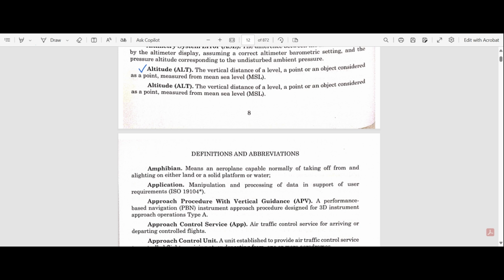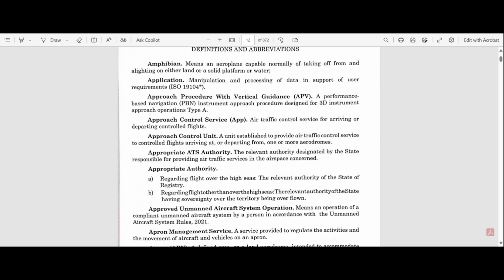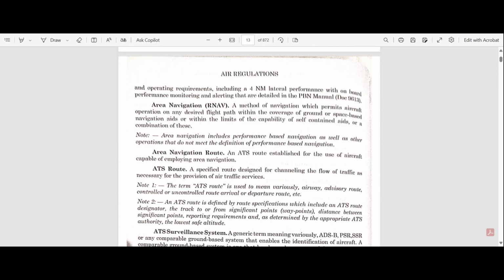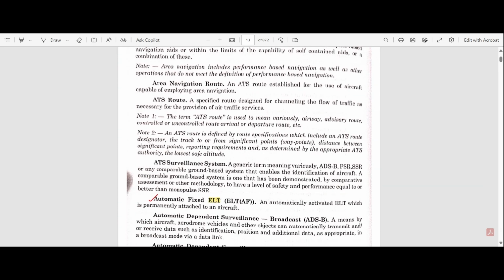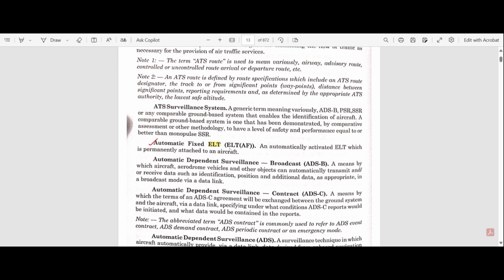The next we need to do is automatic fixed emergency locator transmitter. So every aircraft has automatically activated ELTs which are permanently attached to an aircraft.